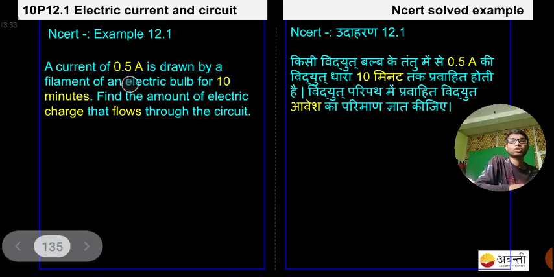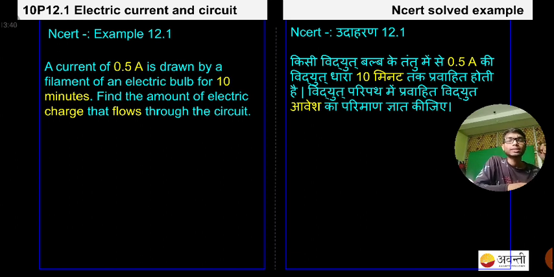A current of 0.5 ampere. The unit of electric current is the ampere. A current of 0.5 ampere is drawn by the filament of an electric bulb for 10 minutes. It continues with this much current till the 10 minutes. Find the amount of electric charge that flows through the circuit in 10 minutes.